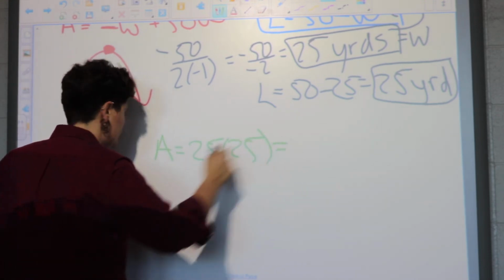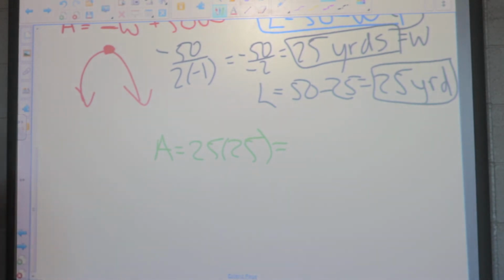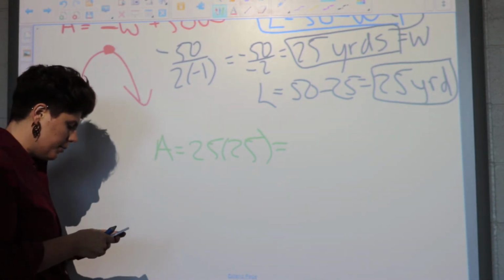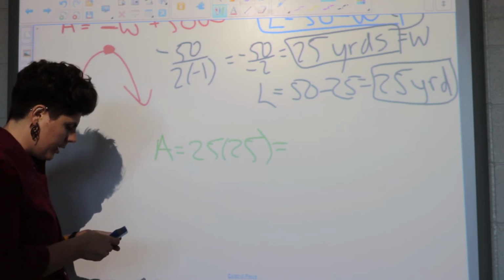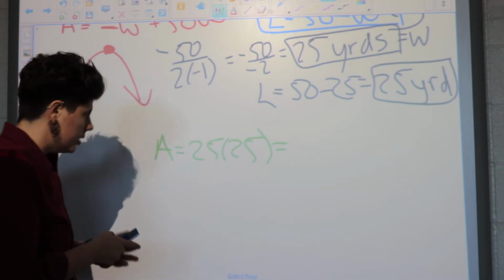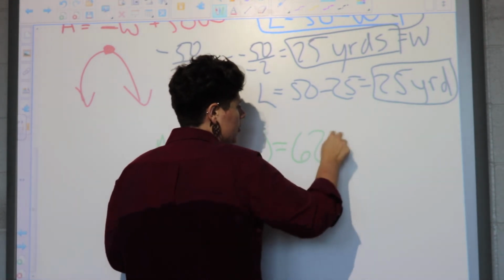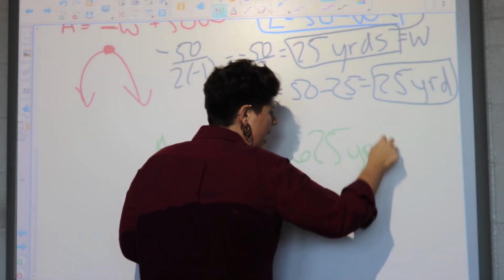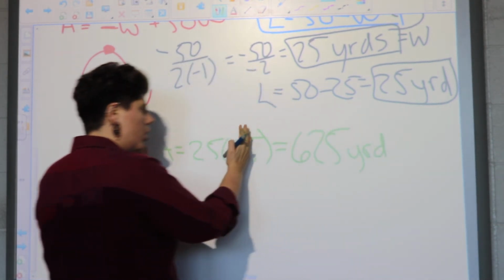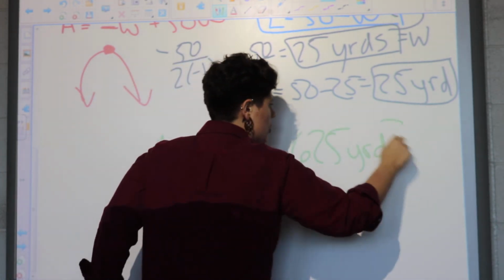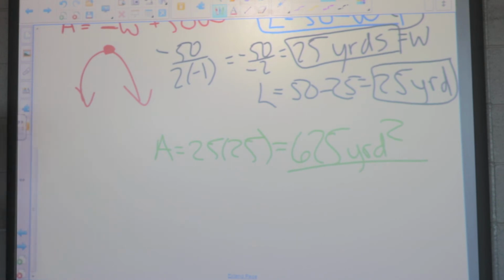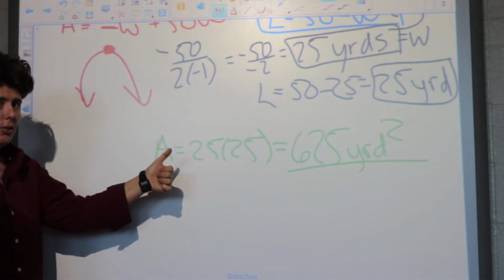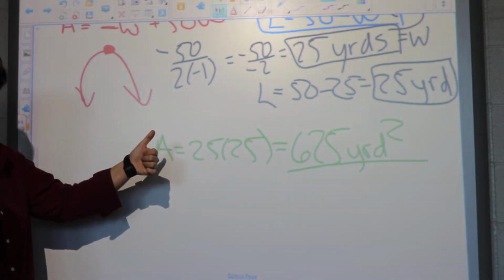Grab my little blue calculator, and 25 times 25, or 25 squared, equals 625. Don't forget your units, it's yards, and it's the area, so yards times yards is yards squared. They will not always ask you for the vertex, but I hope you now know how to find the vertex because we practiced a whole bunch.